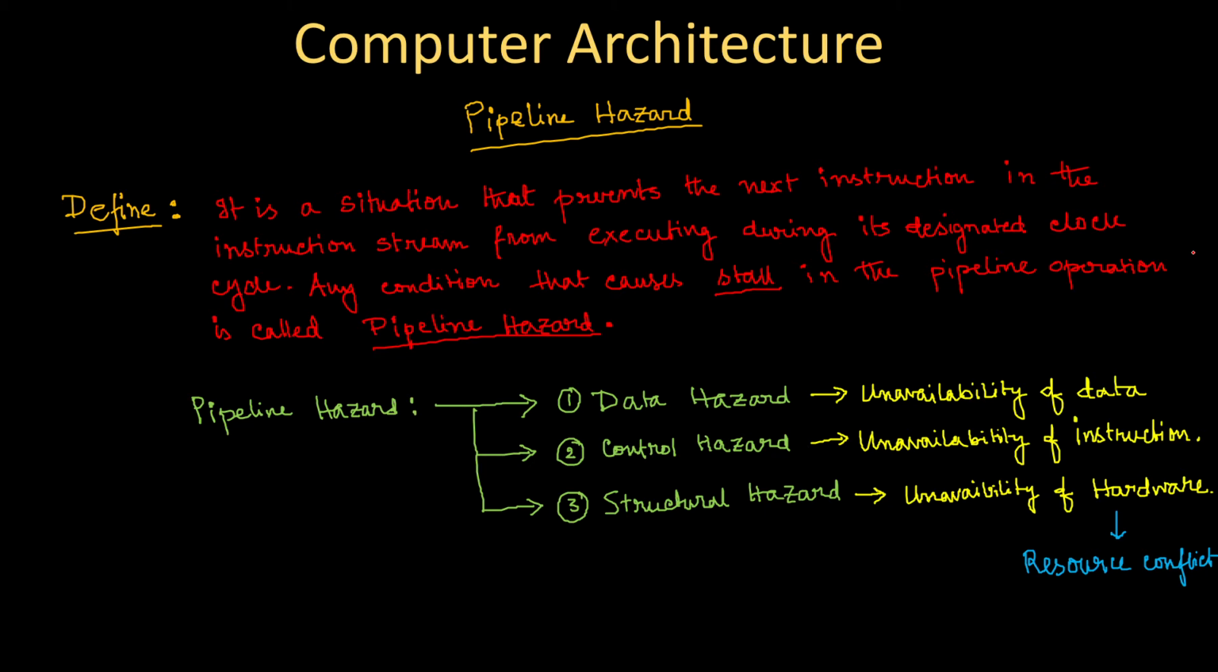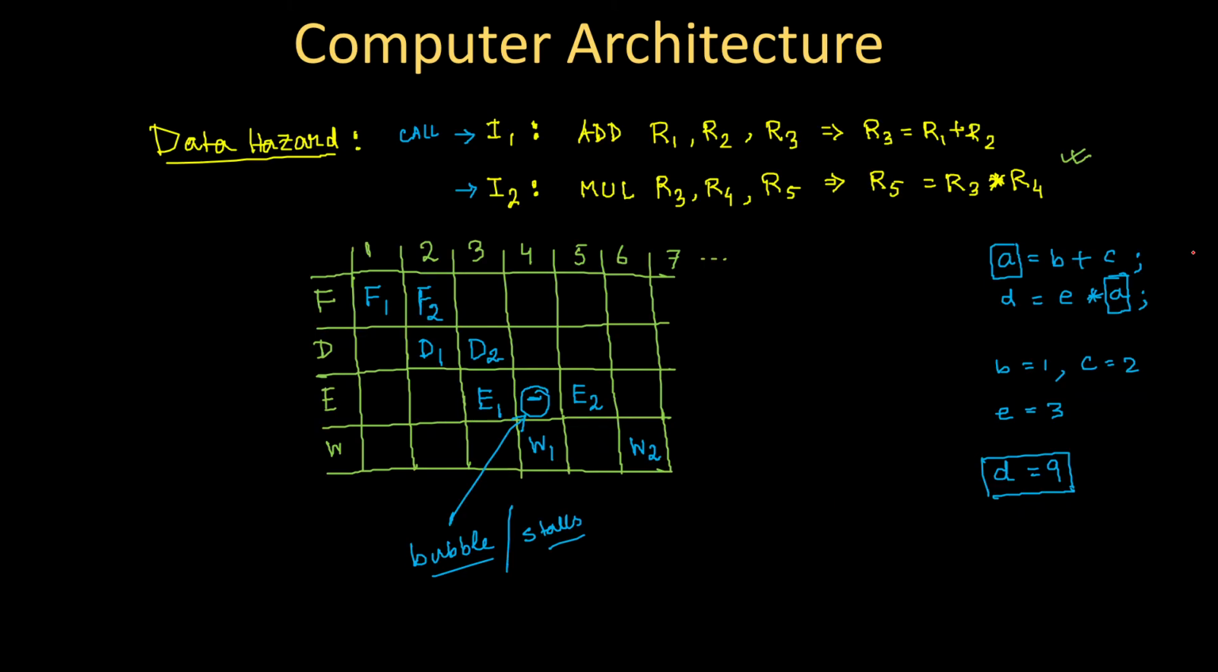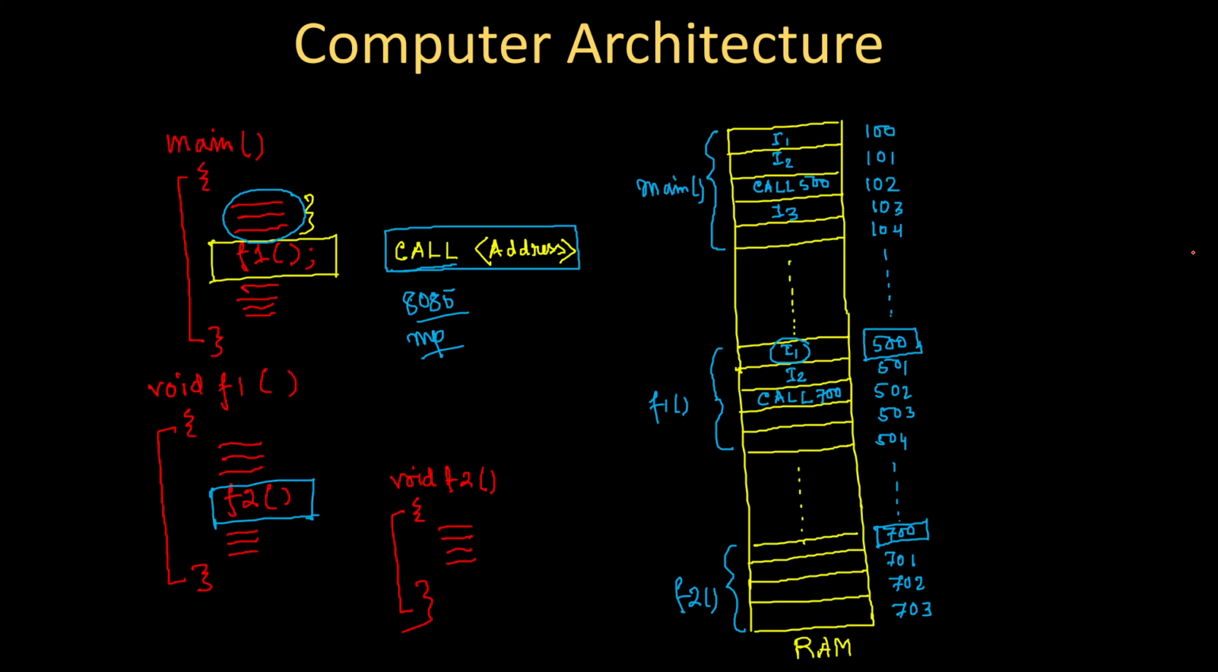So we have seen an example also for the data hazard and the control hazard. Now we will start with more detail of each and every hazard. The topic for today is data hazard.